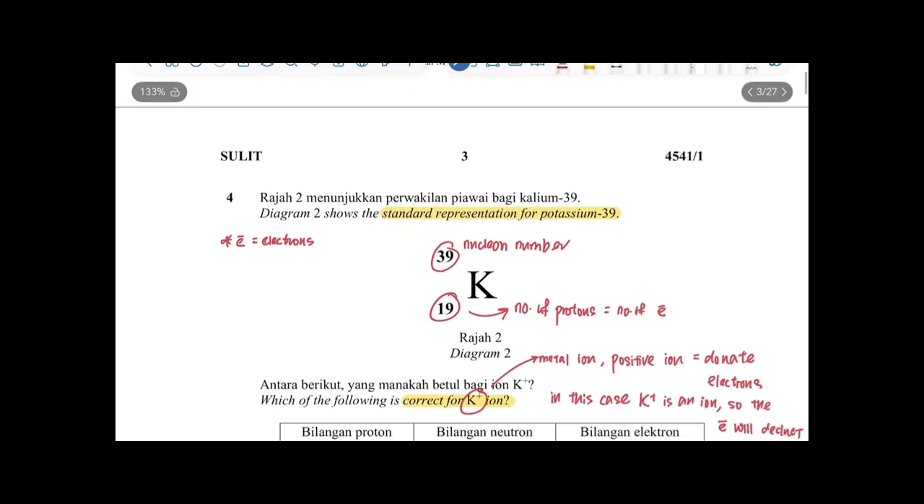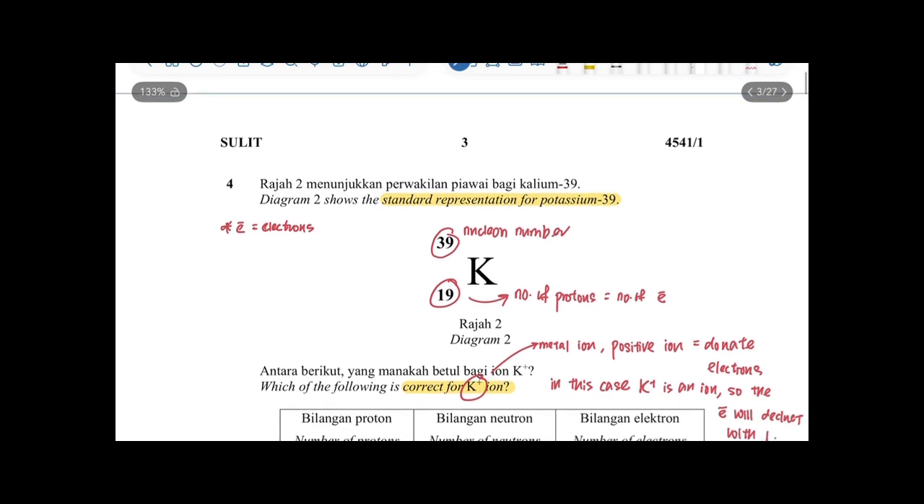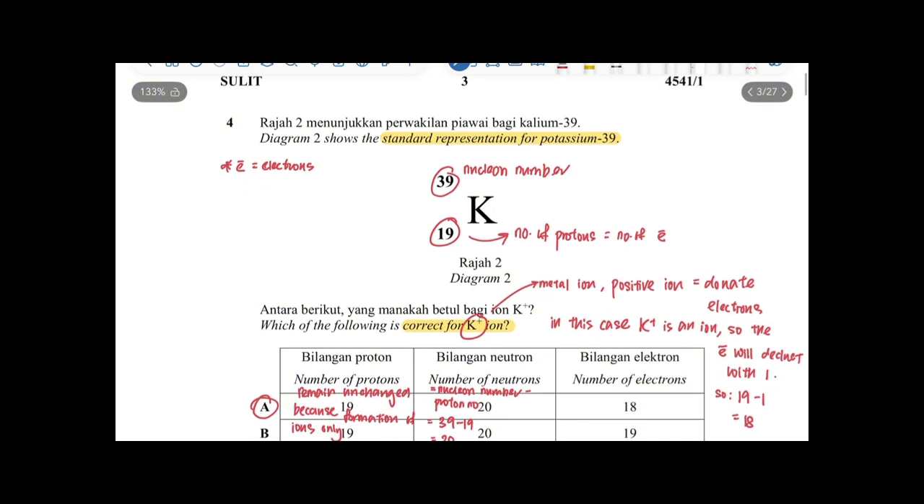Okay, let's continue with question 4. The diagram shows a standard representation for potassium-39. From this diagram we can get two pieces of information. This 39 refers to the nucleon number. As I mentioned before, the nucleon number is equal to the total number of protons plus neutrons. Meanwhile, the number downwards is the number of protons, and we know that the number of protons is equal to the number of electrons.